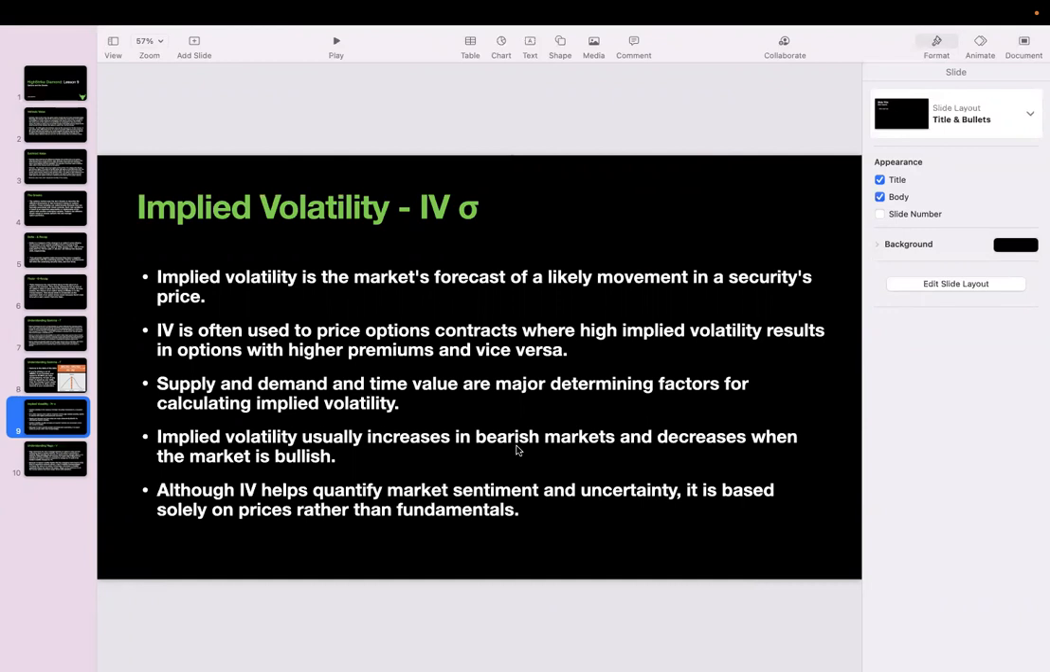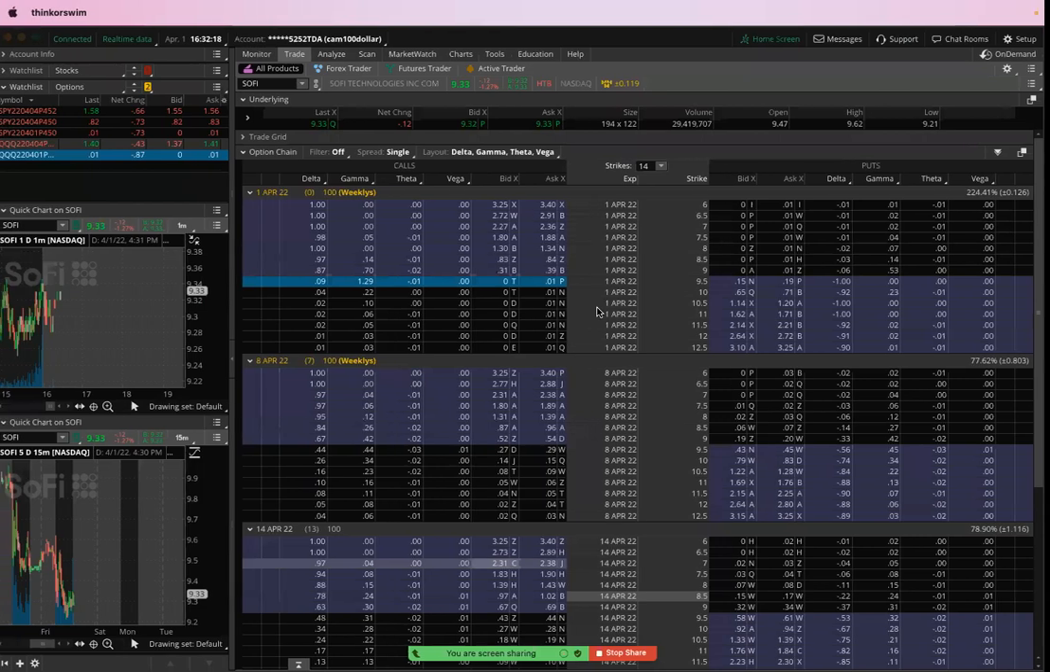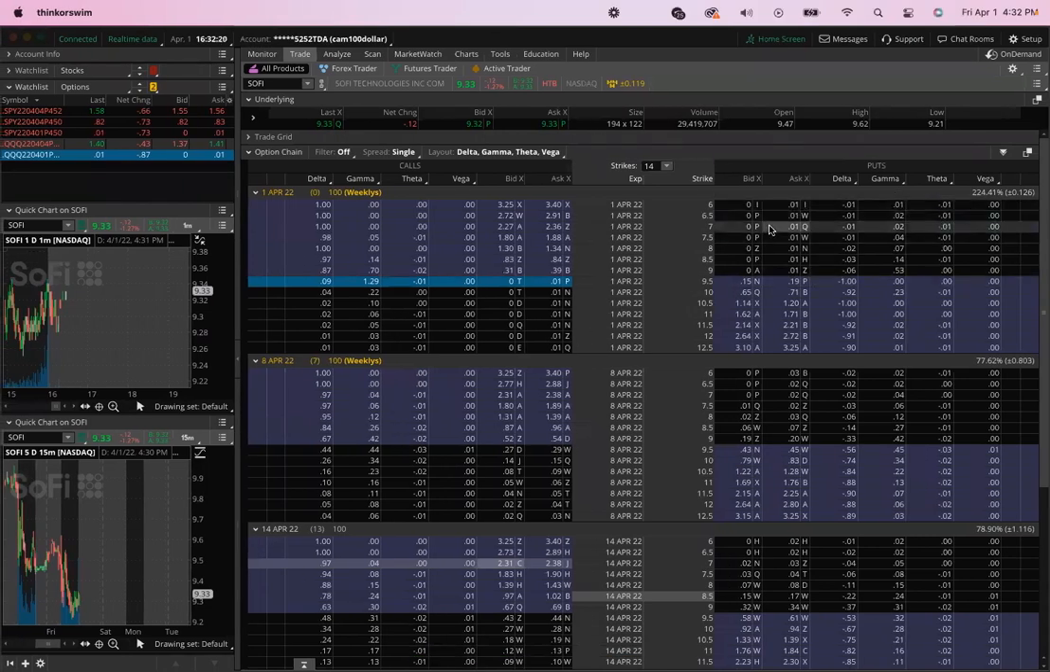Basically, when IV is high, that means there's an expected move that's going to be big. When IV is low, the expected move is going to be small, right? So you can see IV right here. So the IV for SoFi right now is 224%. So it's expecting plus or minus 12 cents in stock price.